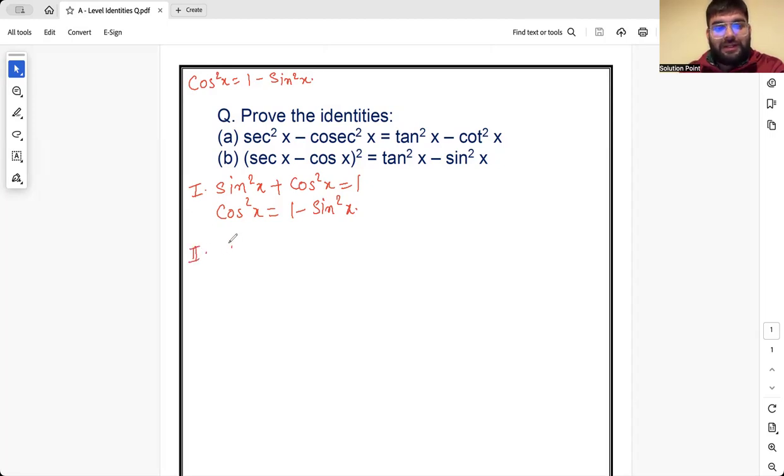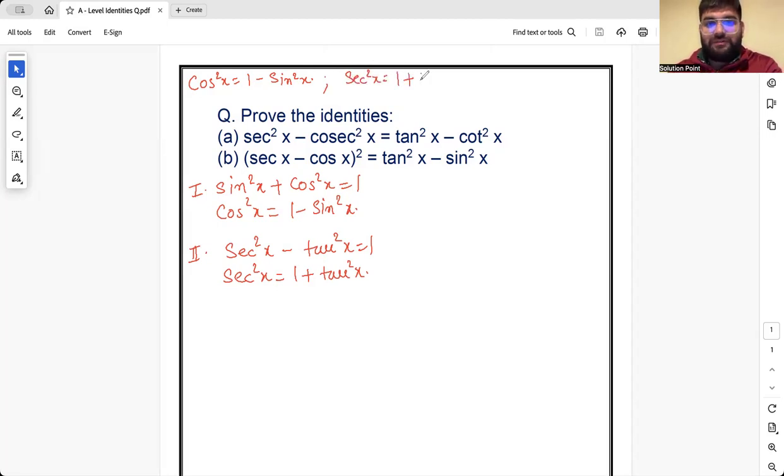The second identity is secant squared x minus tan squared x equals 1. So again, if I rearrange this identity, the value of secant squared x will be equal to 1 plus tan squared x. So I'm also going to use this result here. So I'm writing it here. Secant squared x will be equal to 1 plus tan squared x.